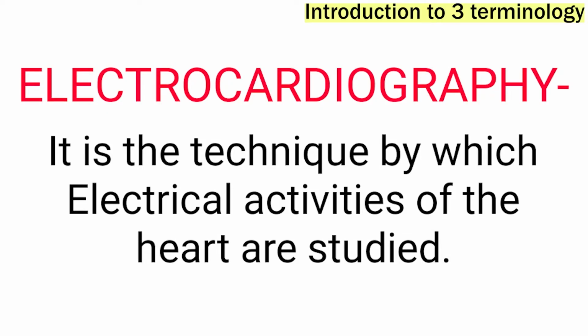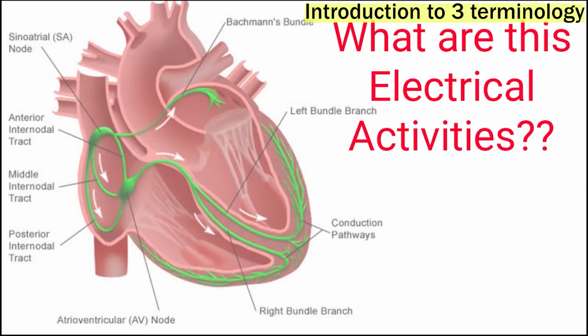Introduction to 3 terminologies. The first terminology here is electrocardiography. Electrocardiography is a technique by which the electrical activities of the heart are studied. So what are these electrical activities? They are the impulses that are generated by the conductive system of heart, that is SA node, AV node, due to which the cardiac muscles go into action of contraction and relaxation.